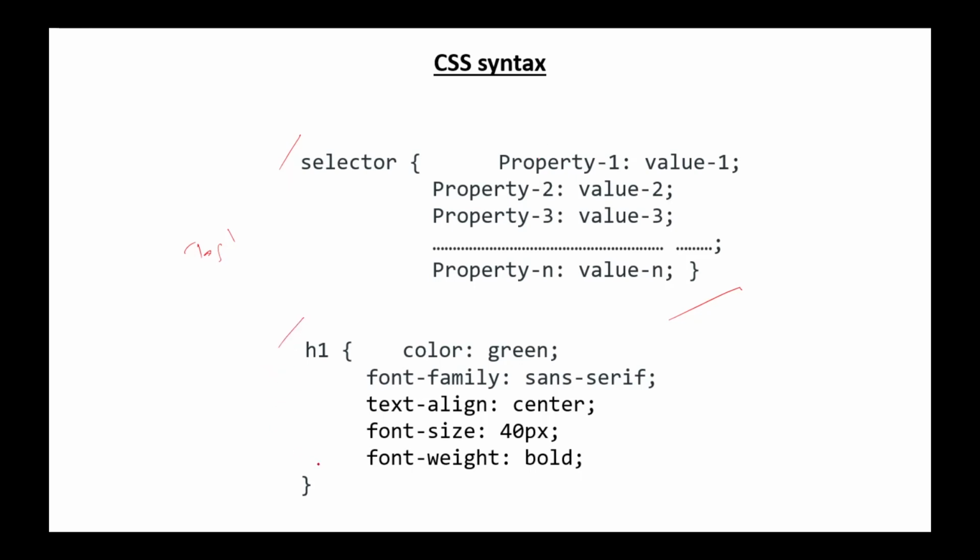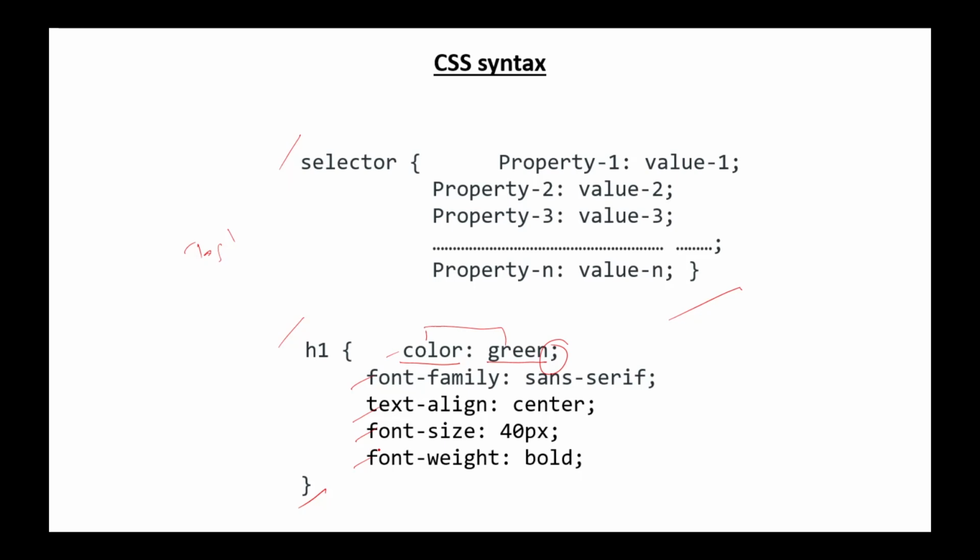We will discuss these properties another time. Here, color is a property name and green is a value. Each and every declaration is separated by a semicolon. Color is one property, and font family, text align, font size and font weight are all font properties, and each property has different values, not a single value. We will focus on them one by one in further classes. Right now we focus only on these.